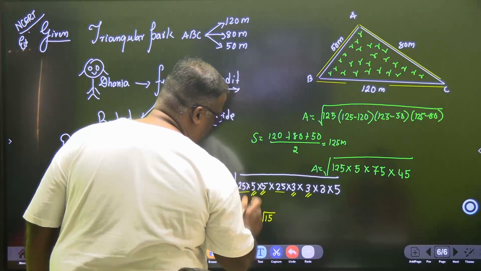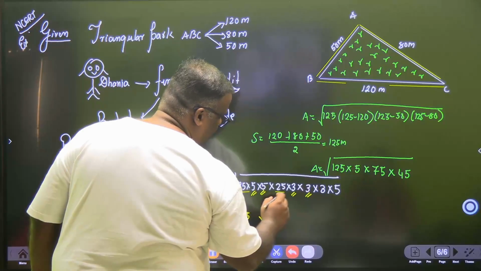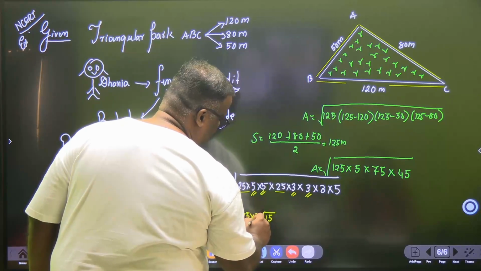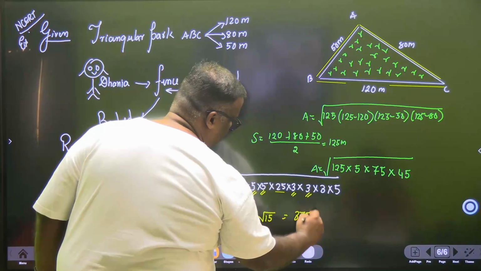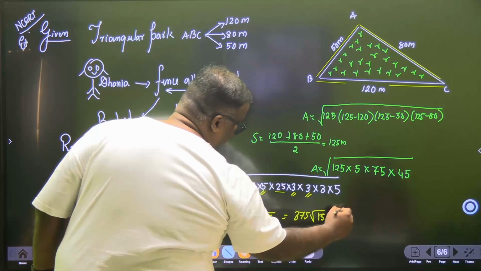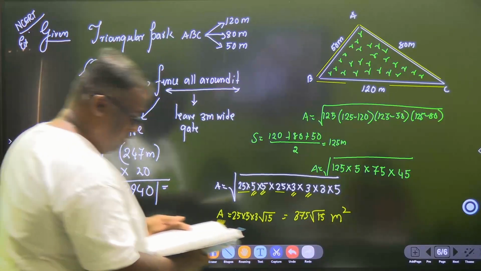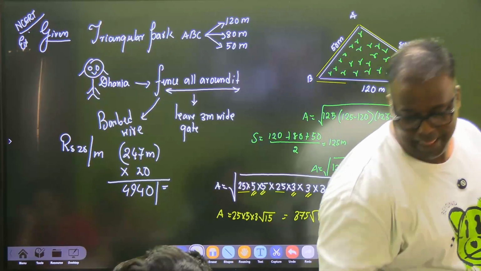And what are you taking out? You're taking out a 25, then a 5, then a 3. So how much is it? 375 root 15. Meter square. Correct answer, you have won 3,40,000 rupees. Very good.